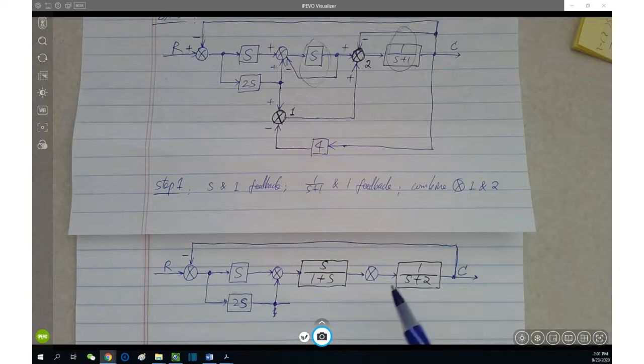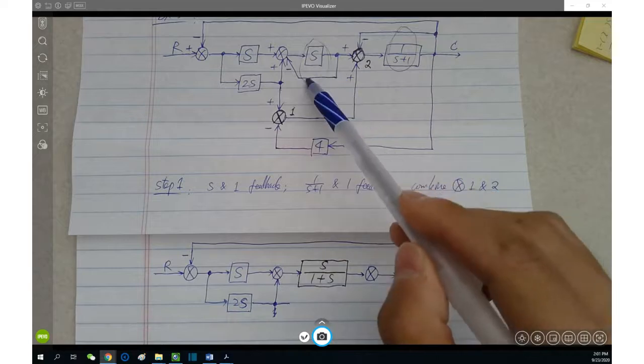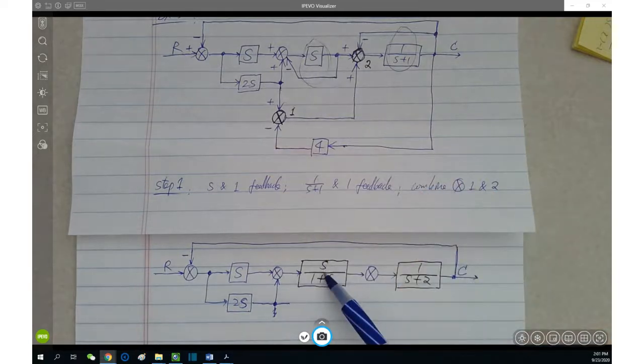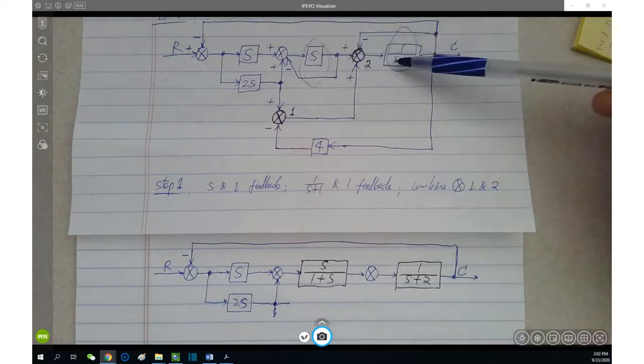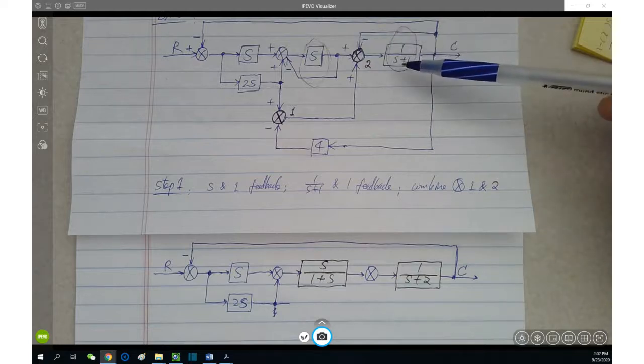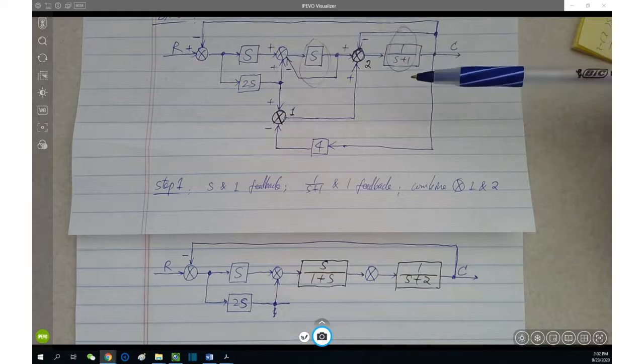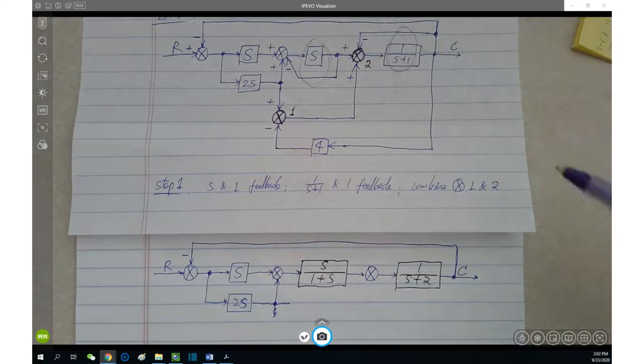Two feedbacks. The results of the two feedbacks are here. The forward transfer function is S. Feedback is unity. So S over 1 plus S is the result of this feedback. For this feedback, the forward transfer function is 1 over S plus 1, divided by 1 plus 1 over S plus 1, right? So we end up with 1 over S plus 2, actually. Okay? I did a little bit of organization here, that's why it probably doesn't look super clear.